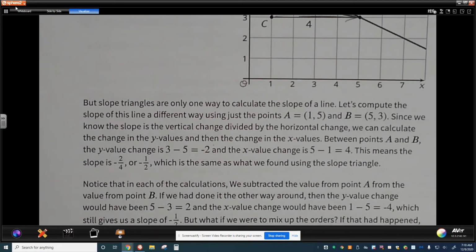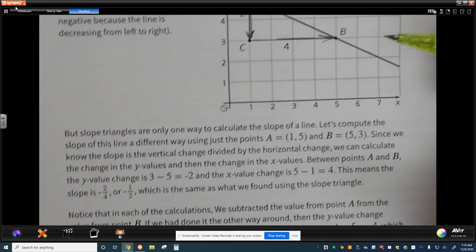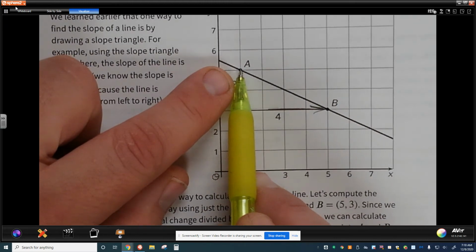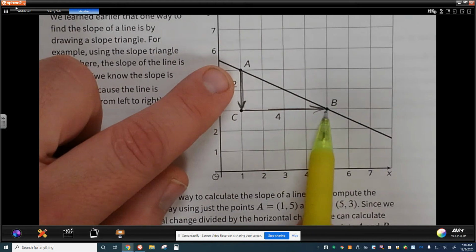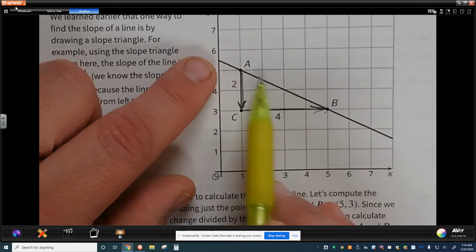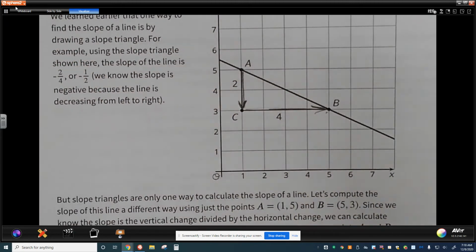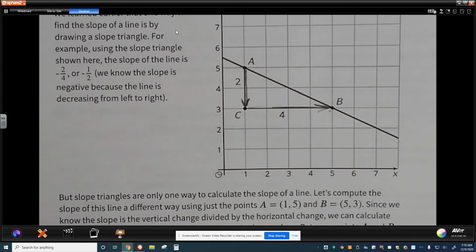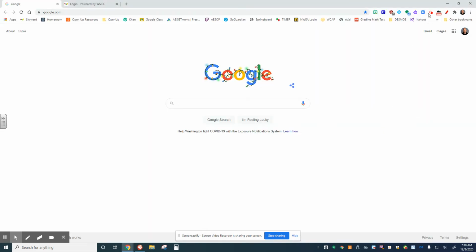So whenever we take those calculations, notice that we always took the coordinates of A minus the coordinates of B, or the coordinates of B minus the coordinates of A. We have to follow the same order no matter how we do this. Otherwise, we are not going to get the same outcomes as we need. So very quickly, let's pause this.